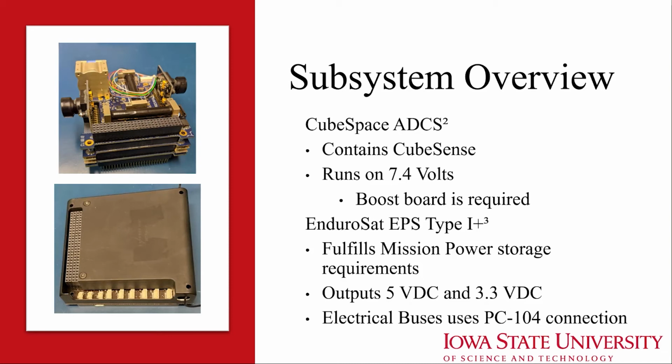The EnduroSat EPS Type 1 Plus fulfills mission power storage requirements and is certified to travel to the ISS. It outputs 5 volts and 3.3 volts and also has monthly battery health checks. Its electrical bus uses the PC104 connections for power and information transference.